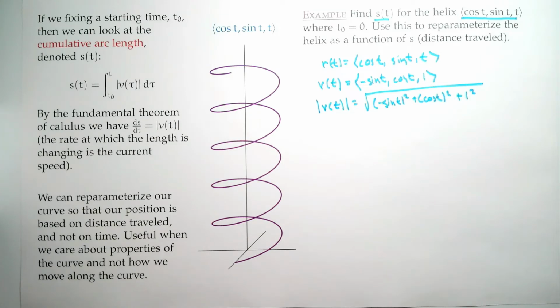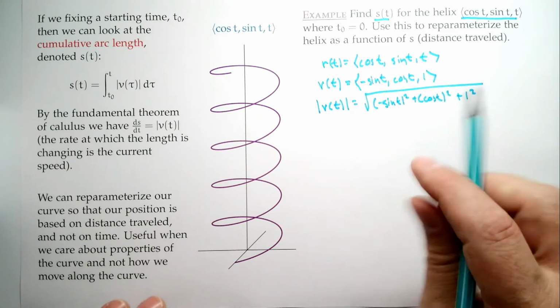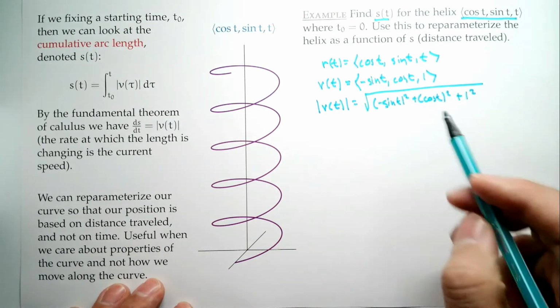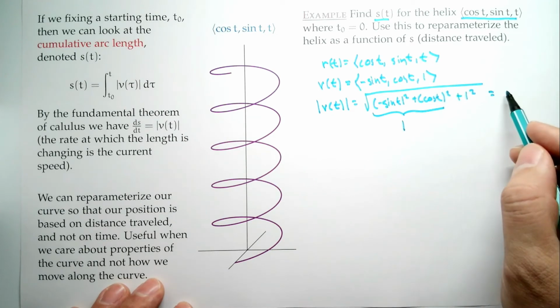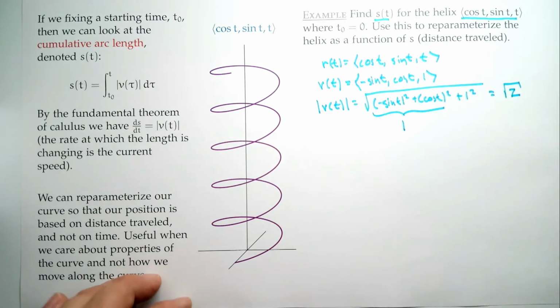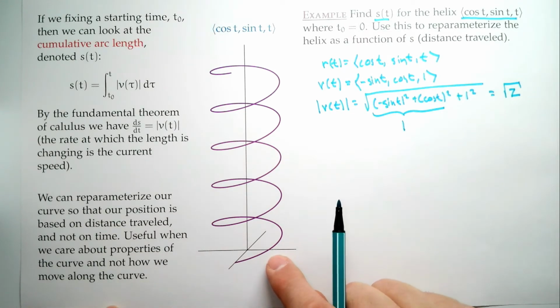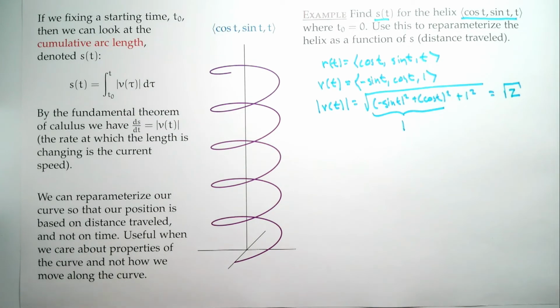No. What can we do? Yeah, trig identity. Sine squared plus cosine squared has another name. And it's known as 1. And 1 plus 1 makes 2. So we get square root of 2. So this tells us that on this particular curve, the way it's been parameterized, it's actually going, in some sense, at a constant speed. Because the magnitude of velocity is constant. Now notice it's not going at a constant velocity, because what's changing with our velocity? Our direction changes. So you can have constant speed but not have constant velocity.